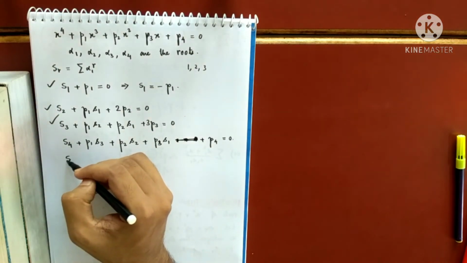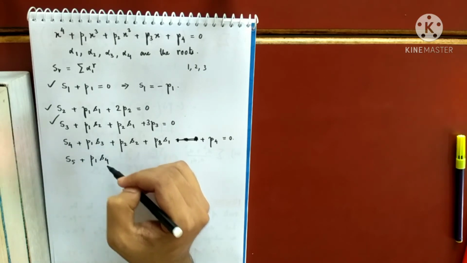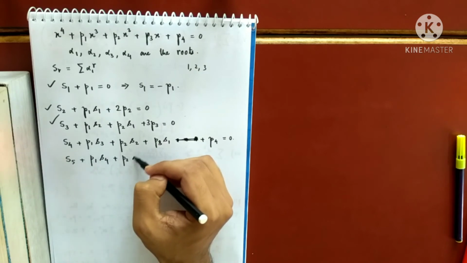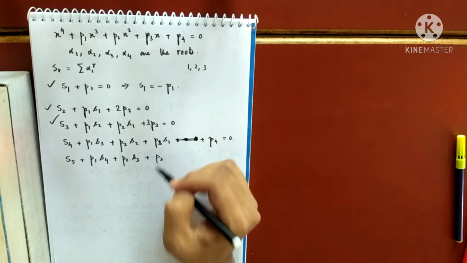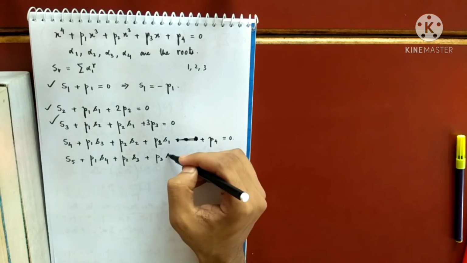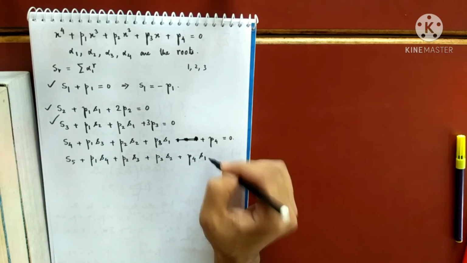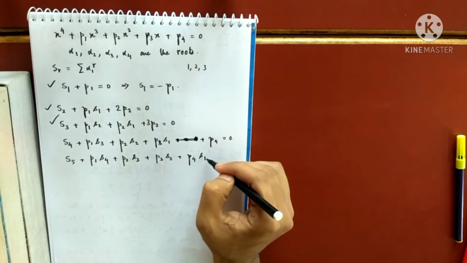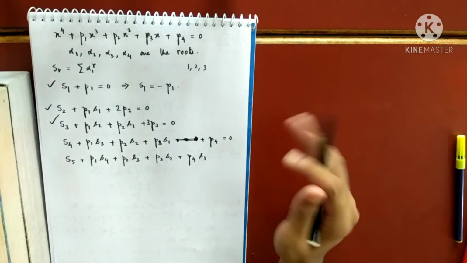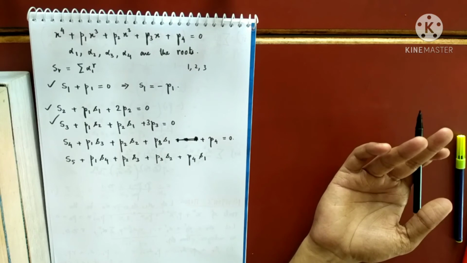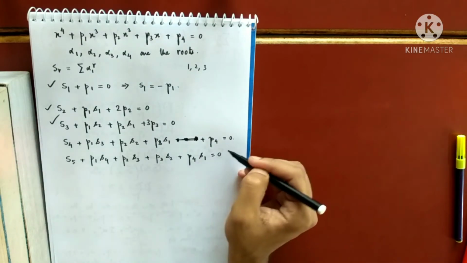Similarly, what will be S5? S5 will be S5 plus P1 S4 plus P2 S3 plus P3 S2 plus P4 S1. We will end here because there are no more coefficients possible. So whenever R is strictly more than the degree, then we will end here because I have no other coefficients left.